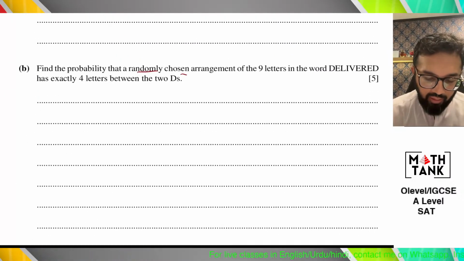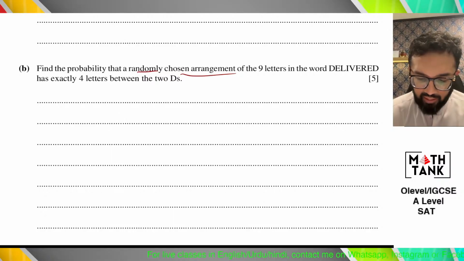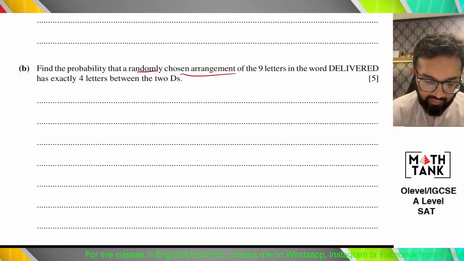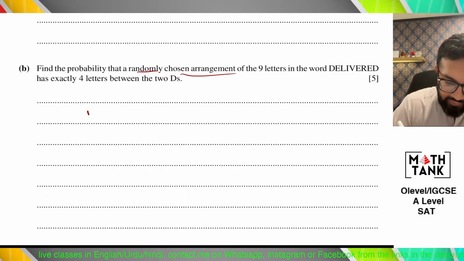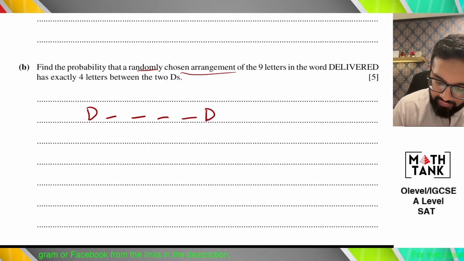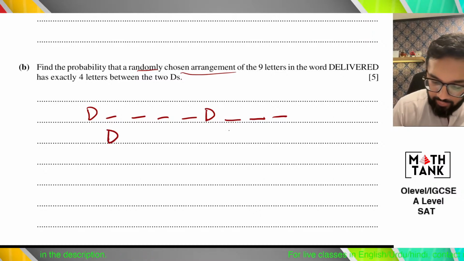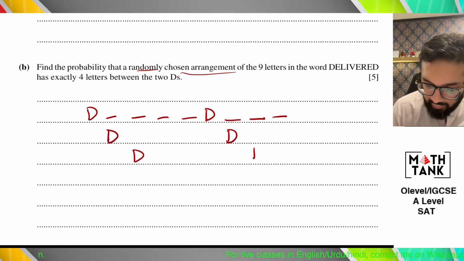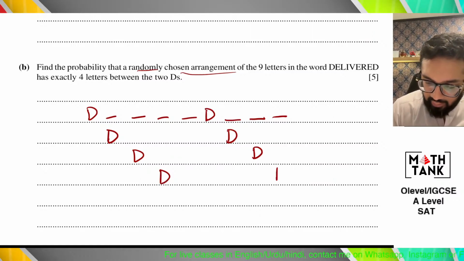Okay, find the probability that a randomly chosen arrangement of the 9 letters in the word delivered has exactly 4 letters between the two D's. 2, 3, 4. 4 letters between the two D's. So that's 4 into 6. That's 3 more. The D's could be here and here, and here and here, and here and here.